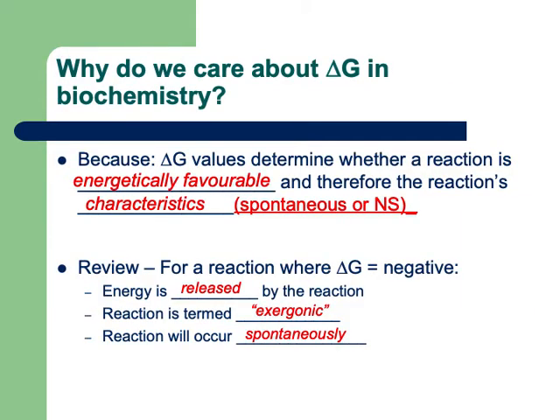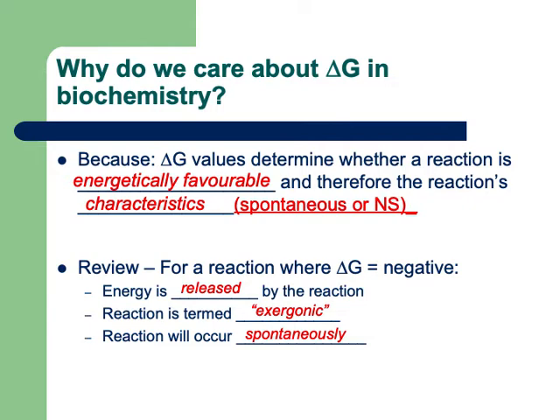So you may be asking why we care about delta G in biochemistry. Why is this important? I certainly asked this question when I was a student. It's because the change in Gibbs free energy determines whether a reaction is energetically favorable, and therefore whether the reaction is spontaneous or non-spontaneous within the body. And we want spontaneous reactions to be ones that release energy, which our body can then use for muscle contraction and different functions within the body.